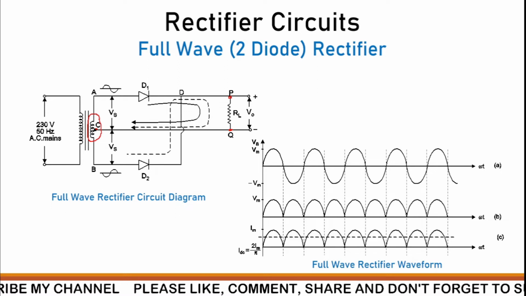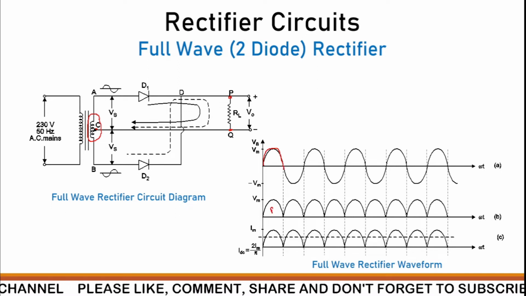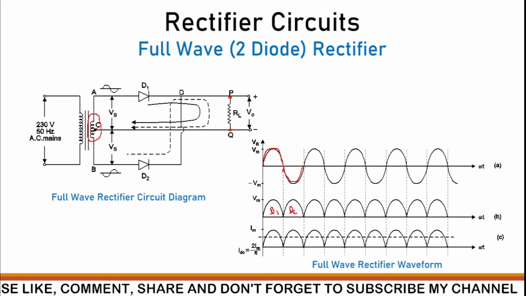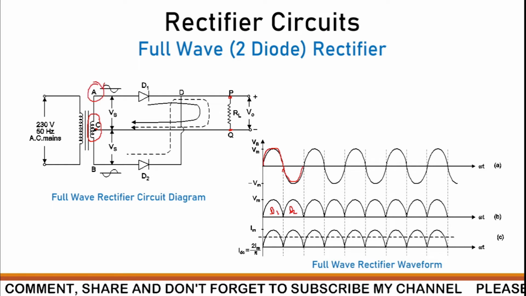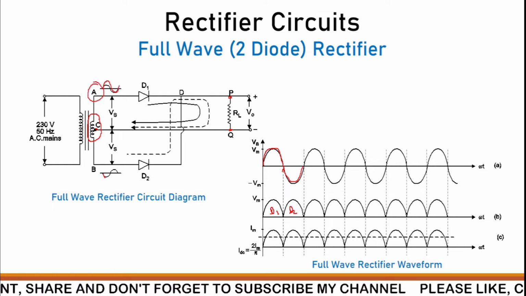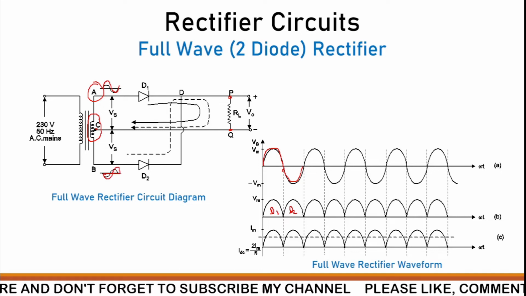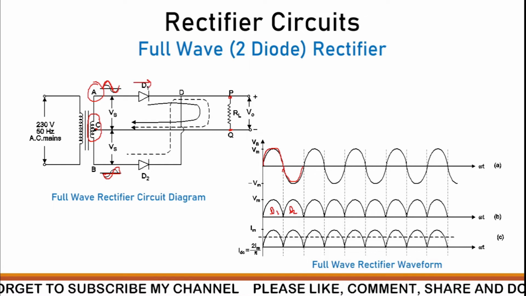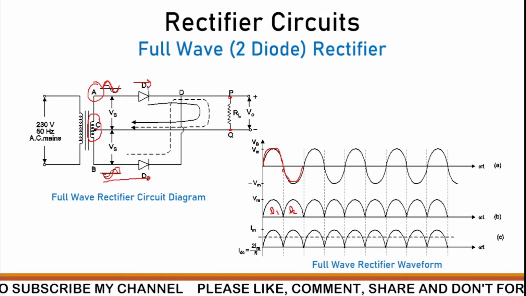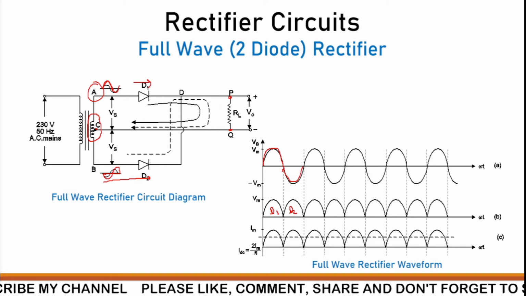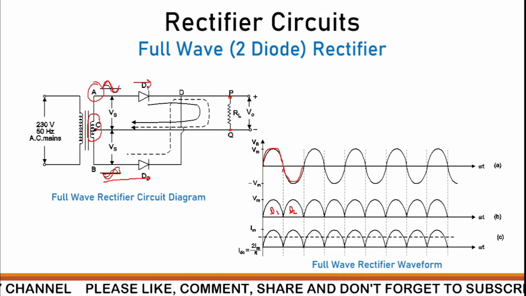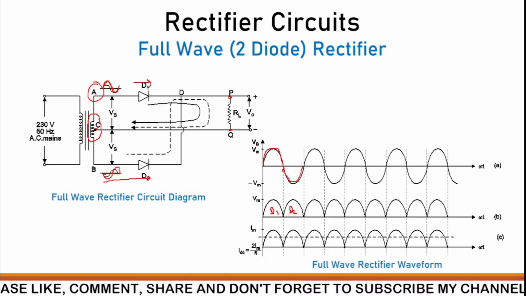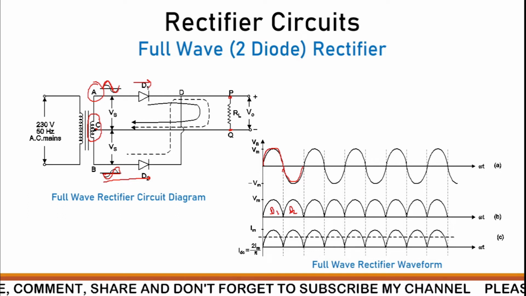You can see here, for the positive half cycle, D1 is conducting, and for the negative half cycle, D2 is conducting. This is due to the fact that whatever the signal at A, it is 180 degrees phase shifted at B. So for the positive half cycle D1 will conduct, and for the negative half cycle B will be positive for D2 and D2 will conduct. In this way we are getting both cycles at the output of this rectifier.